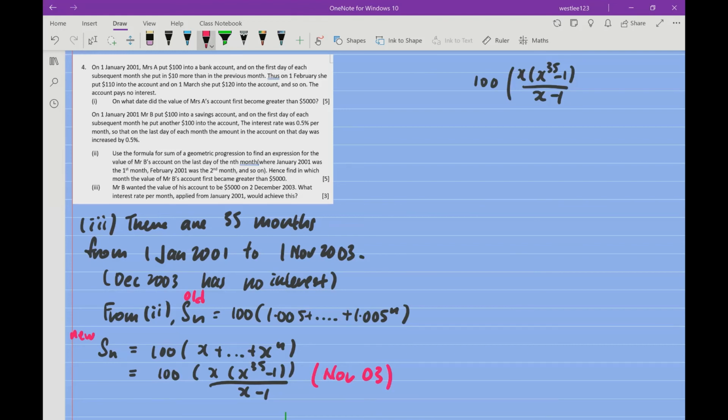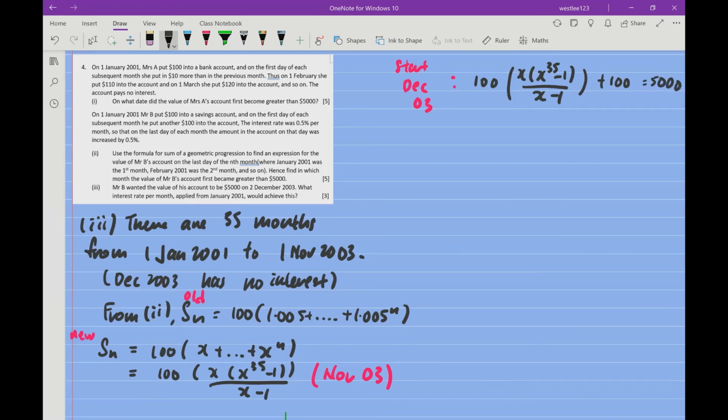So at the start of December 2003, I will have the same amount plus another 100 which I put in at the start of December. But this $100 has not earned any interest yet, so I put it outside. I want the total amount to be 5,000.